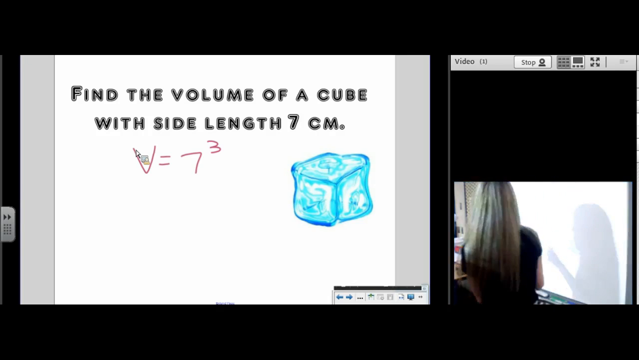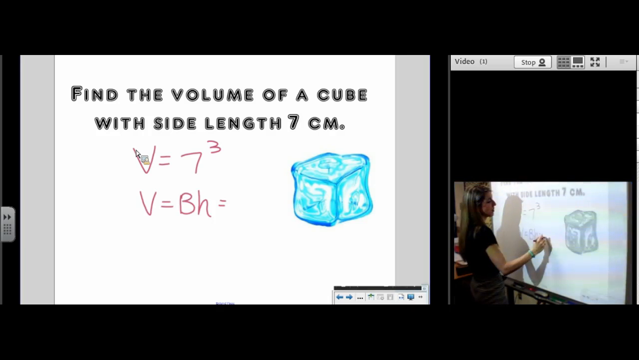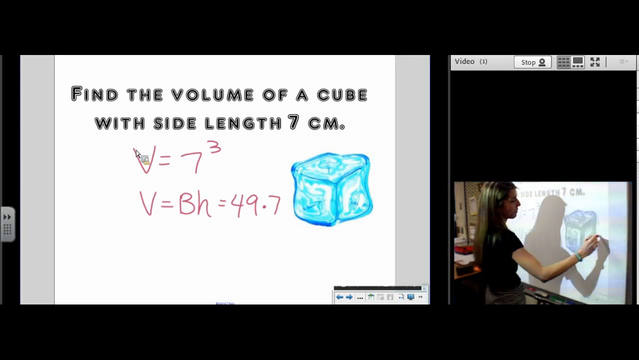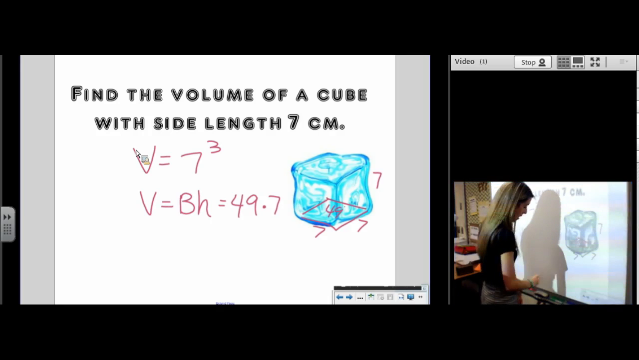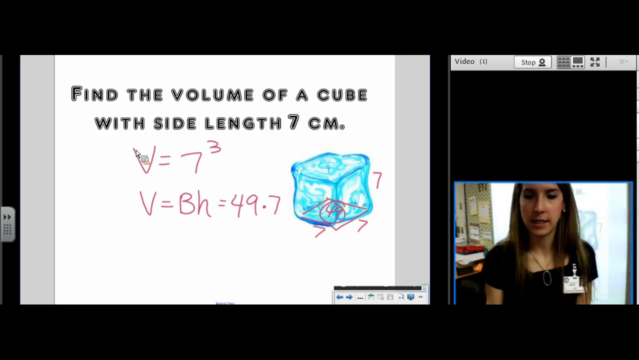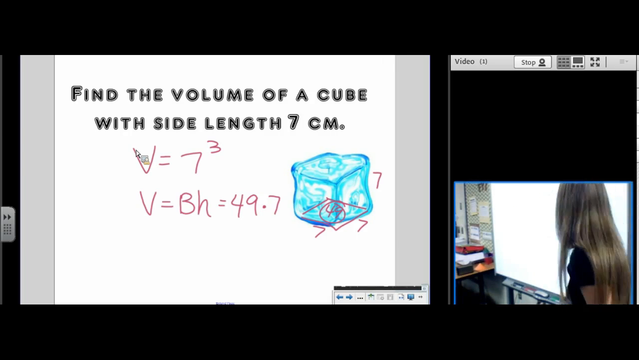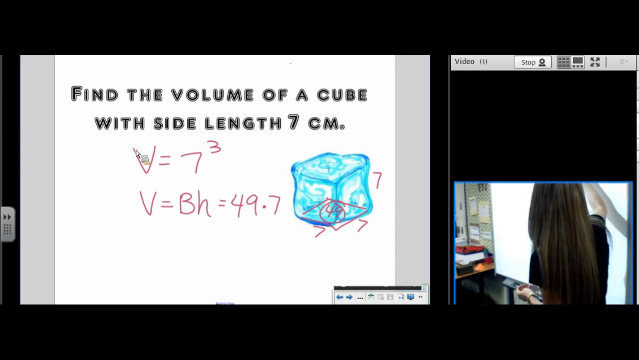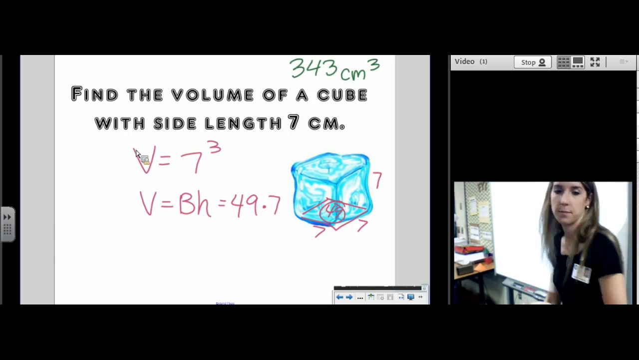But if you didn't know that, and you used your formula chart, it would say base times height. The height would be 7, and the base would be a square that's 7 by 7, so it would be 49. So remember, capital B stands for the area of the base. So the answer to this problem would be 343 centimeters cubed, cubic centimeters.